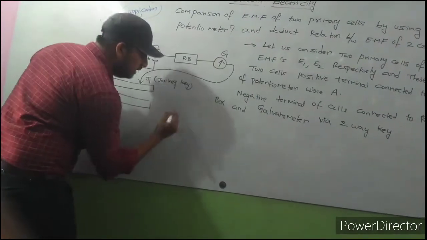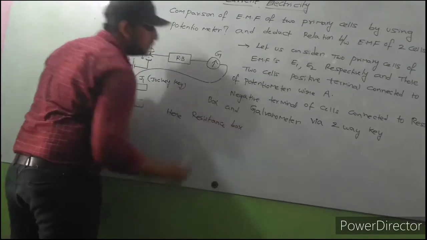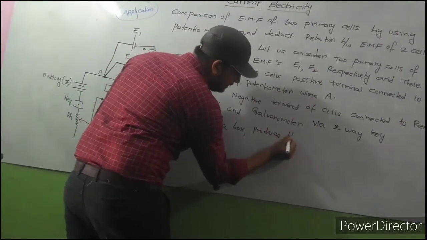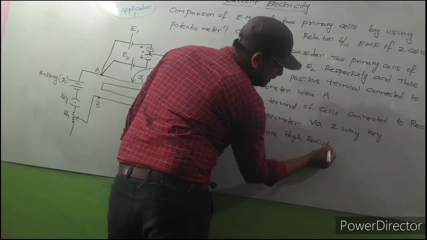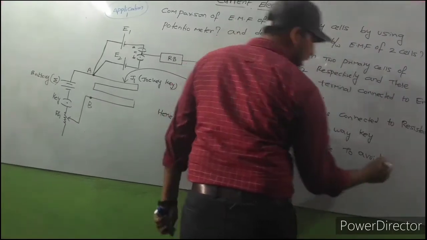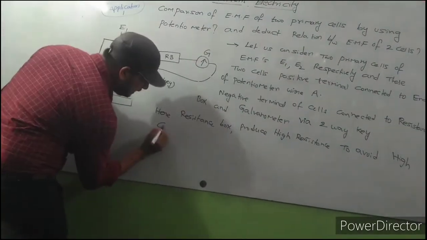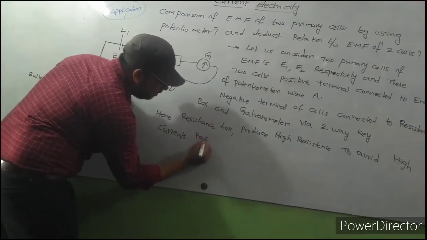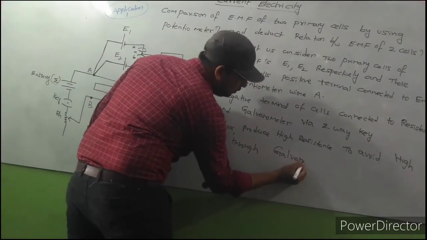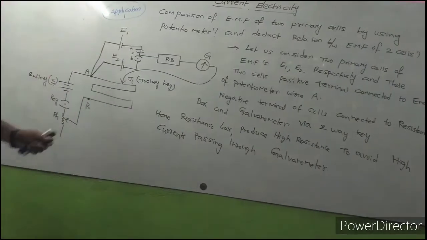Next, here the resistance box produces high resistance to avoid high currents passing through the galvanometer. Well, these are the main theory of this.